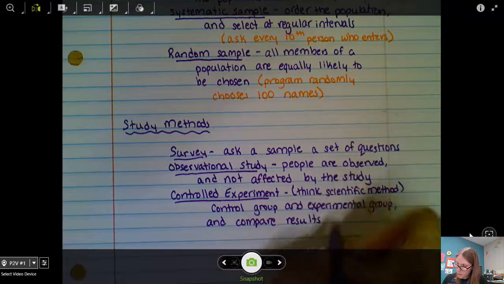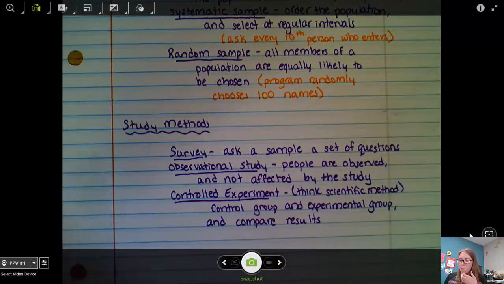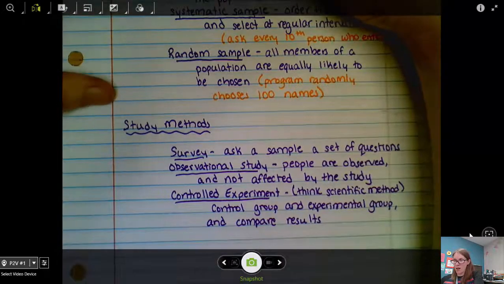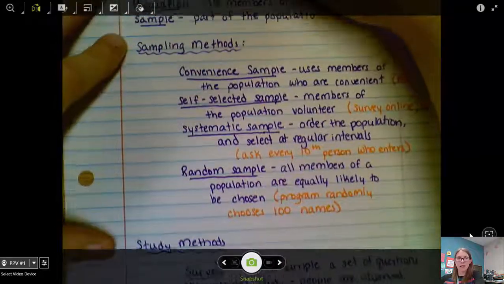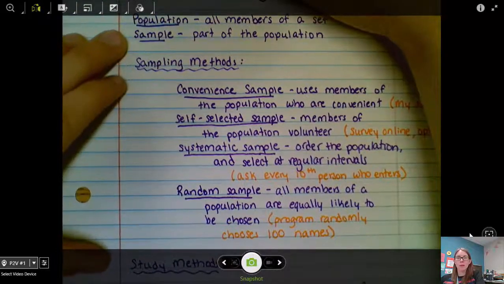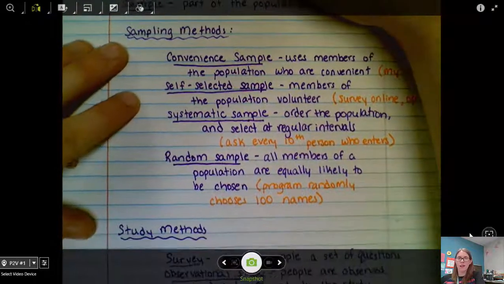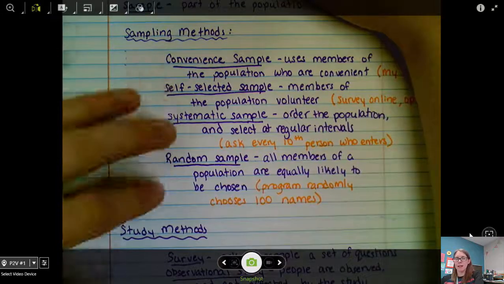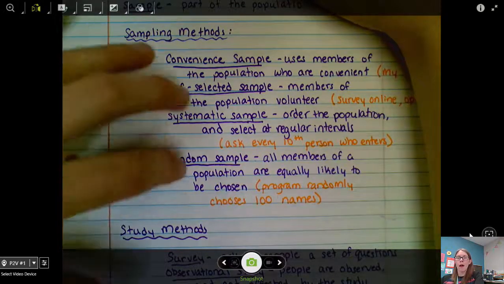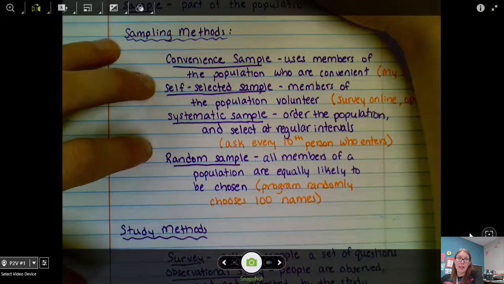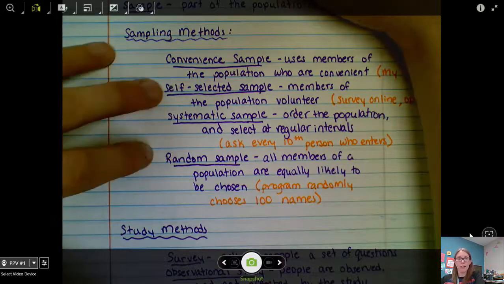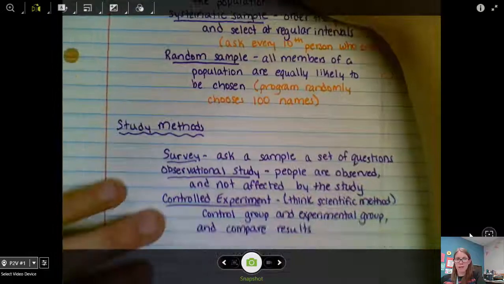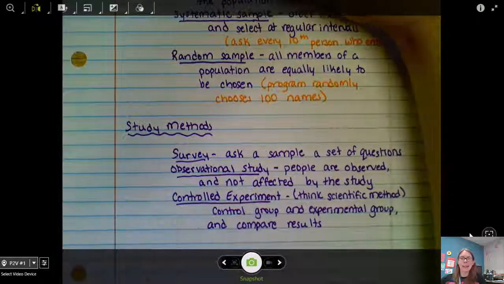Like I said earlier, we'll do a lot more in class talking about what these actually mean and what we are doing with these types of things. But again, long story short: population is our whole group, sample is part, and our sampling methods help us figure out the sample, the part of the population that we're going to look at. The study methods help us figure out how we are going to get our information.